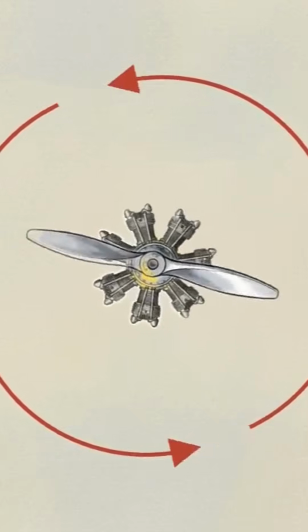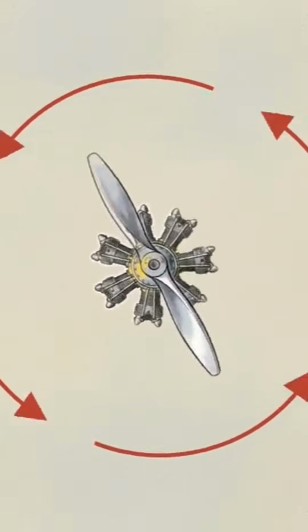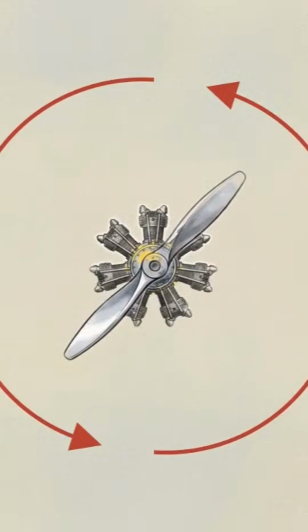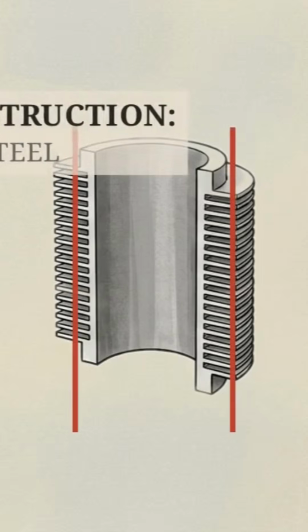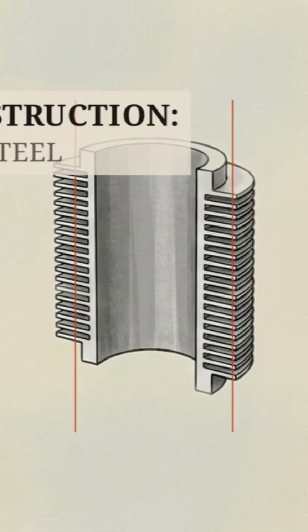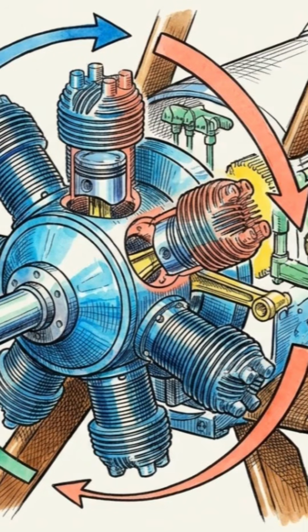Because the cylinders were bolted to the propeller, the entire engine acted as a giant spinning flywheel. This rotational momentum smoothed out power pulses without the need for a heavy, separate component. To handle this, the cylinders were machined from solid billets of nickel steel. This allowed for extremely thin, lightweight walls that could withstand high internal pressures, while the spinning motion itself dissipated heat through the exterior fins.